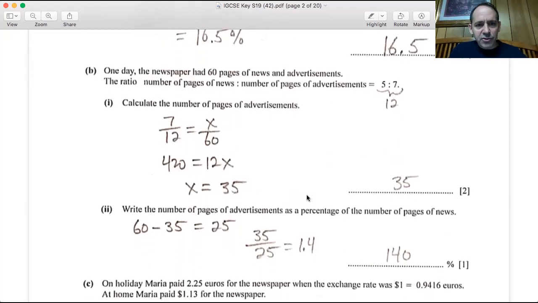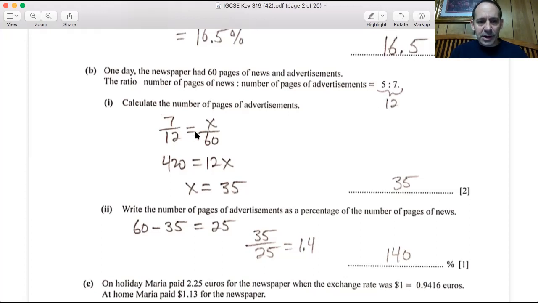Then on the next part, we have ratios. One day, the newspaper had 60 pages of news and advertisements. So 60 is the total, and the two different sections are news and advertisements. The ratio of news to advertisements is 5:7, meaning the total of the sections is 12, or the total of the ratio is 12. Calculate the number of pages of advertisement.